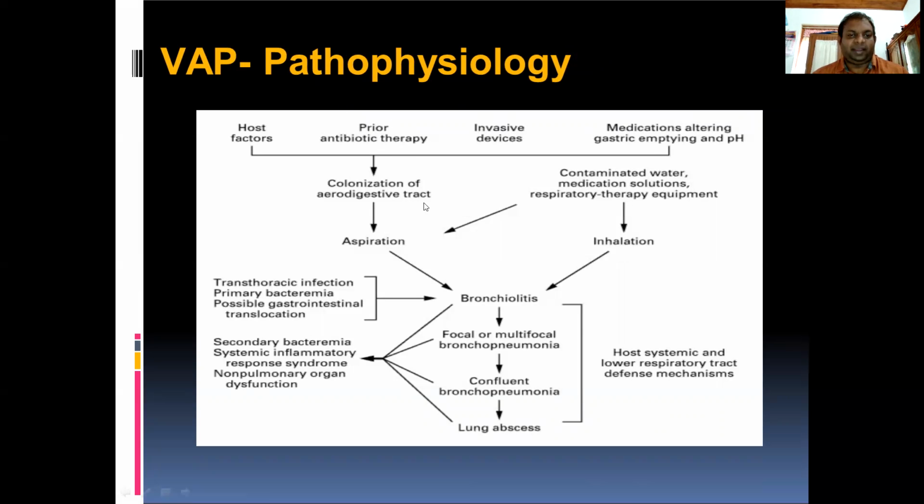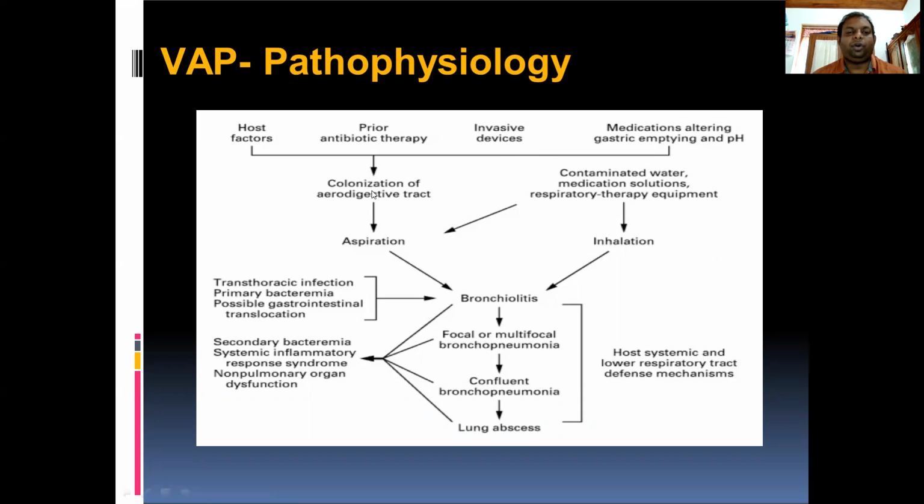So about VAP, same. Host factors, prior antimicrobial therapy, invasive devices. Here the endotracheal tube is there, and we put a cuff, but from time to time we release it, so micro aspiration is possible. Medications alter gastric emptying and pH. So gastric contents can cause aspiration. This happens because a foreign device is there, that is the ET tube.